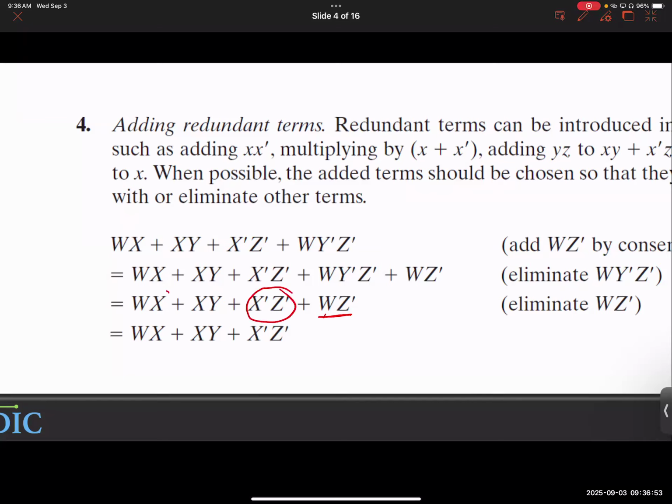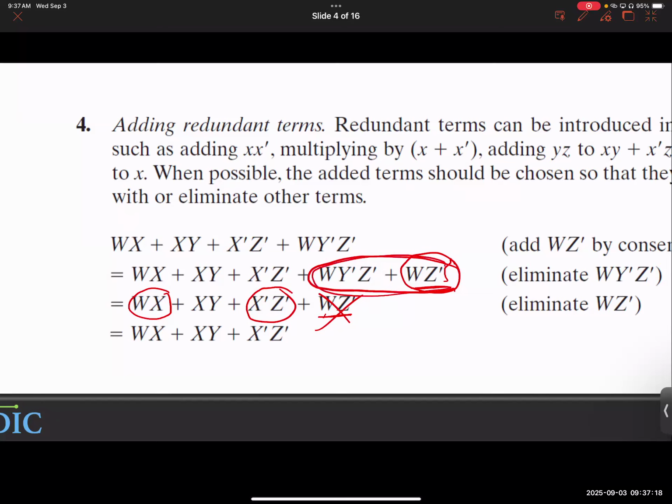Just look at these two terms again, the ones that I used to introduce WZ prime. I can use the exact same theorem again to now eliminate this term, don't you think? What it did was it came for a short while and helped eliminate this term with 3 inputs, which we don't like, obviously. The more inputs, the bigger the gates will be.